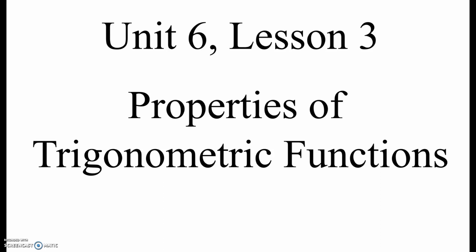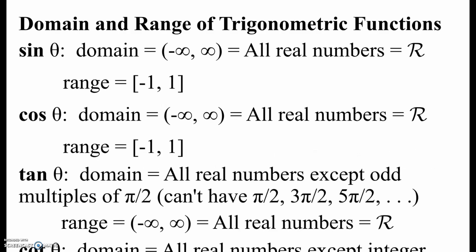All right, so we're going to continue with trigonometric functions, and this week we're going to talk about specific properties of trig functions. So like other functions, one thing we're concerned about is the domain and the range. For the trig functions, sine and cosine both have the domain of all real numbers, and their range are only the values between -1 and +1.